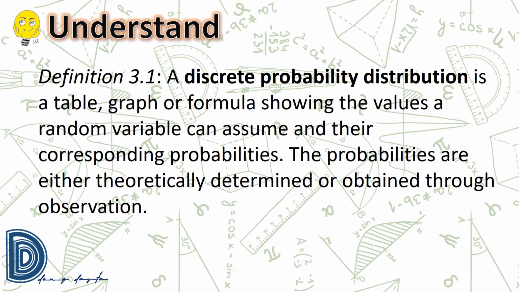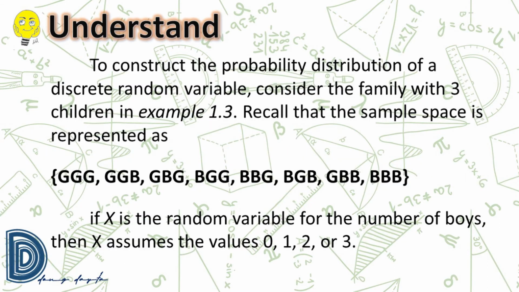A discrete probability distribution is a table, graph, or formula showing the values a random variable can assume and their corresponding probabilities. The probabilities are either theoretically determined or obtained through observation. To construct the probability distribution of a discrete random variable, consider the family with 3 children in example 1.3.